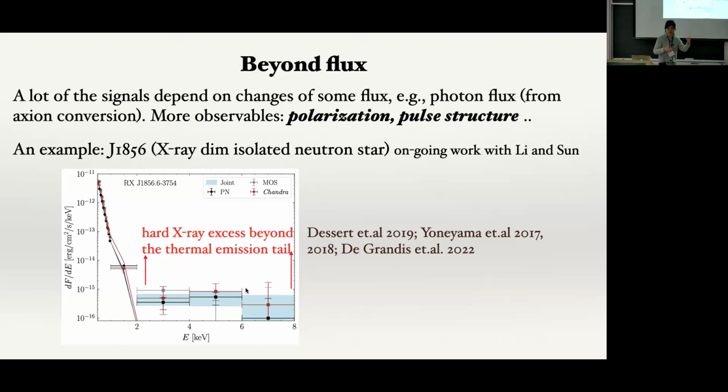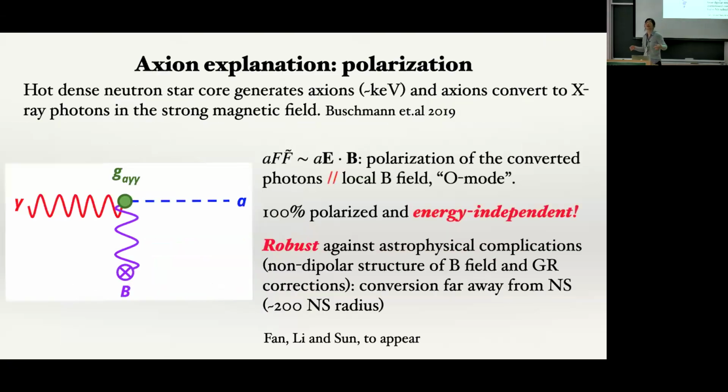The soft X-ray spectrum of J1856 is well modeled by a black body emission. But the hard X-ray excess, you can see here, is way above the thermal tail, which just keeps going down. As particle theorists, we like a new physics explanation. One possible explanation is axions: the hot dense neutron star core generates axions with energy of keV, and the axions convert to X-ray photons in the strong magnetic field. This was pointed out already a couple of years ago.